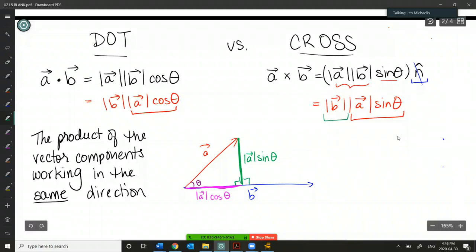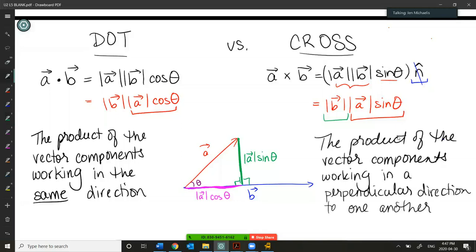So if I'm finding the magnitude of vector B and how the perpendicular component of A works with vector B, I'm finding the product of the vector components and how they're working in a perpendicular direction to one another. And so that means it's like the opposite of the dot product, right? The dot product is looking at how much of A is going in the same direction as B. But the cross product between A and B, at least the magnitude of that part, is looking at how much of A is working in a perpendicular direction to vector B.